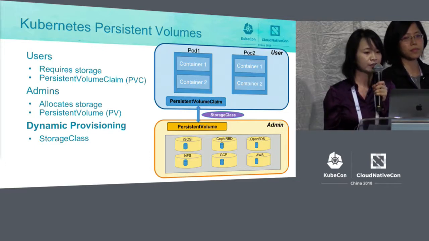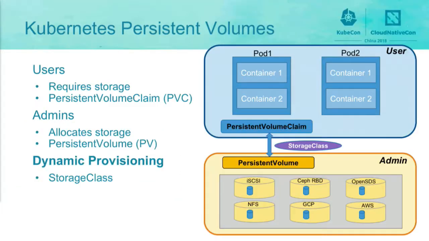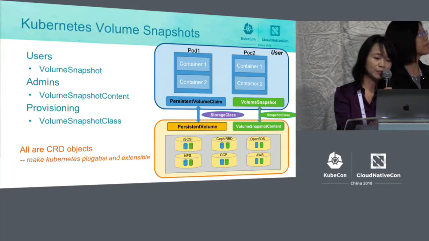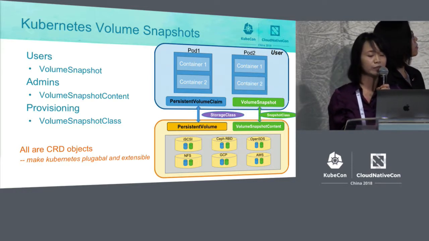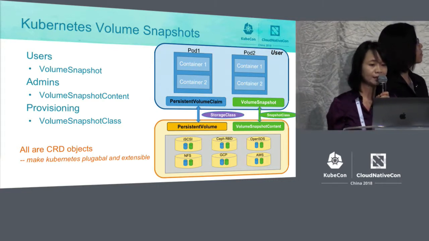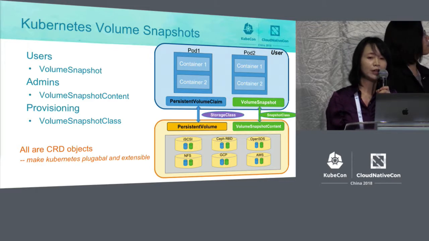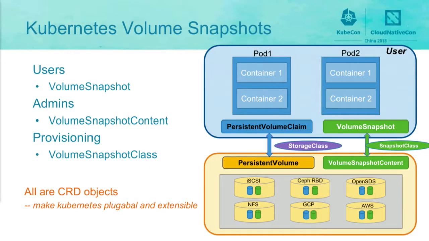So Jing talked about the PVC in the user space and PV in admin space earlier, and also there's a storage class for dynamic provisioning. For volume snapshots, we have similar concepts. Volume snapshot is a request by the user for a snapshot, and volume snapshot content is the snapshot created on the storage system by the admin. There is a bidirectional binding between the volume snapshot and the volume snapshot content. So when the snapshot is ready, it is bound. And we also have a volume snapshot class for dynamic provisioning.